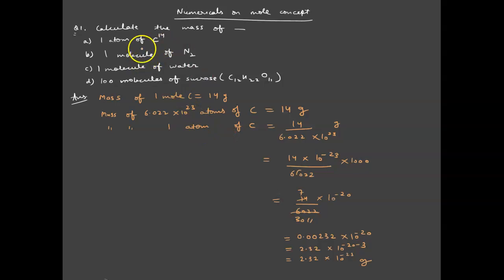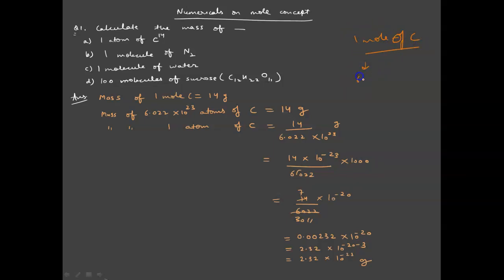So the first question is a very common question. Calculate the mass of one atom of C14, carbon 14. So mass of 1 mole of carbon equals 14 gram. We know that. What do we know? The mass of 1 mole of carbon. It is not for one atom of carbon. It is for 1 mole of carbon.